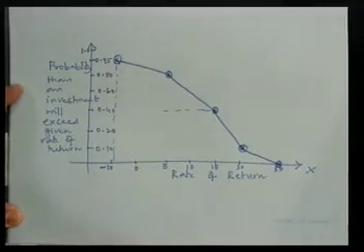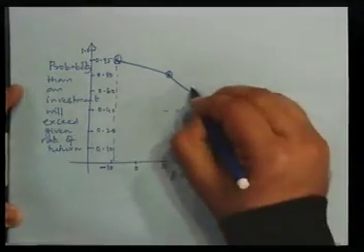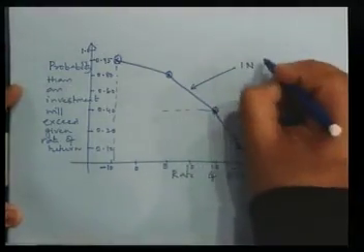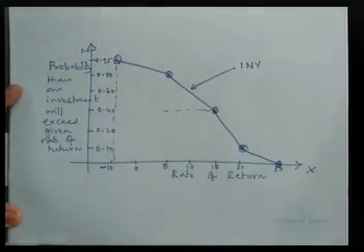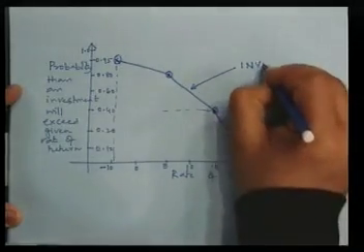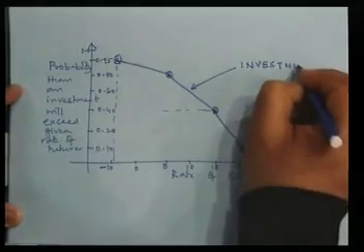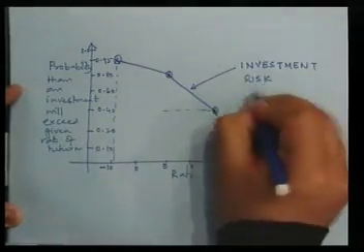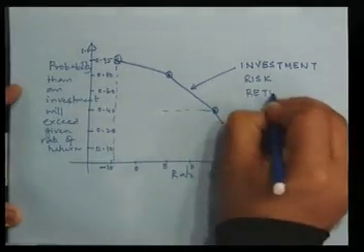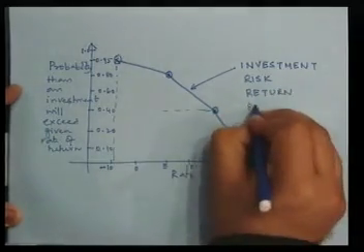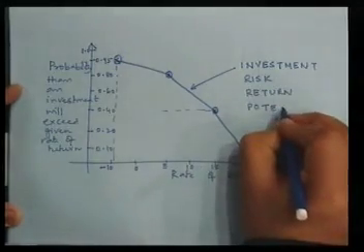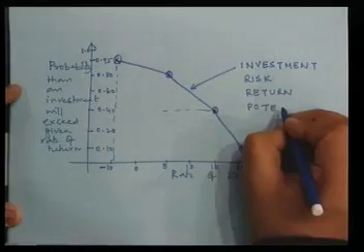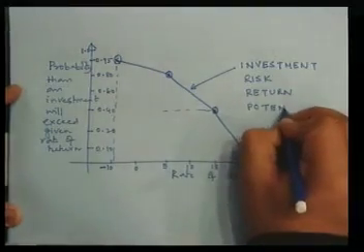So this is how you can draw, and this particular curve is known as investment risk return potential. So one part of this diagram you have been able to draw.